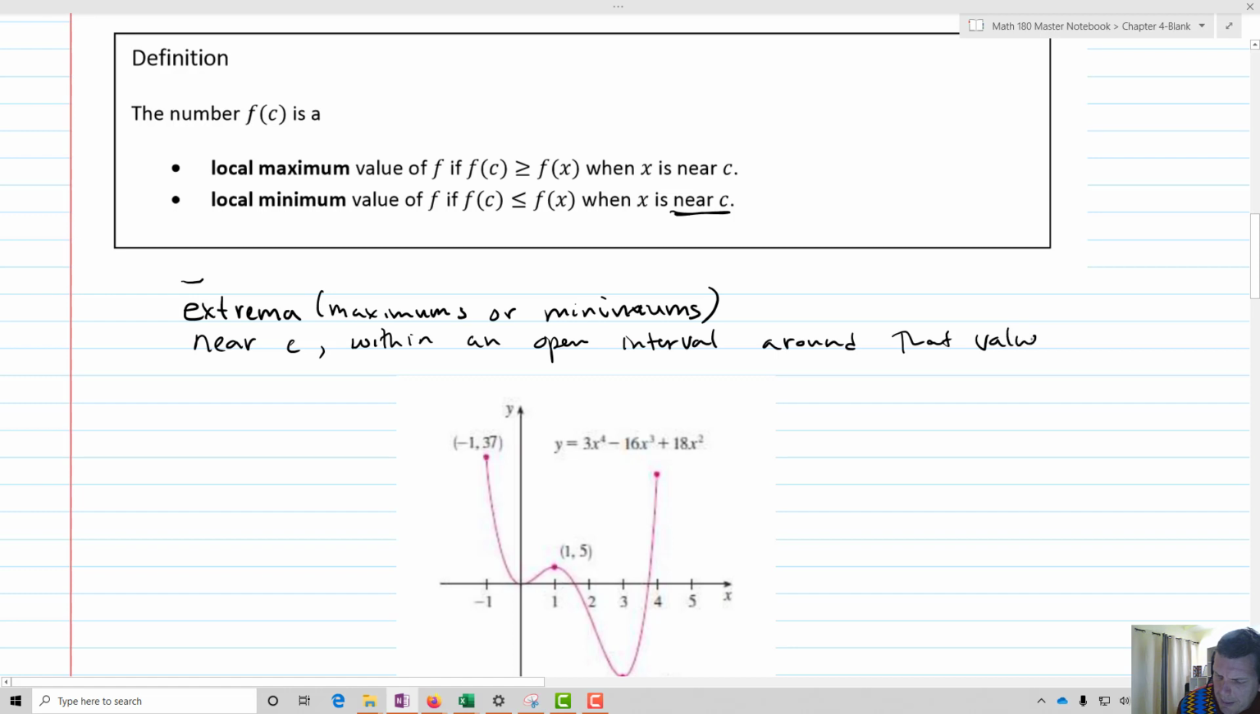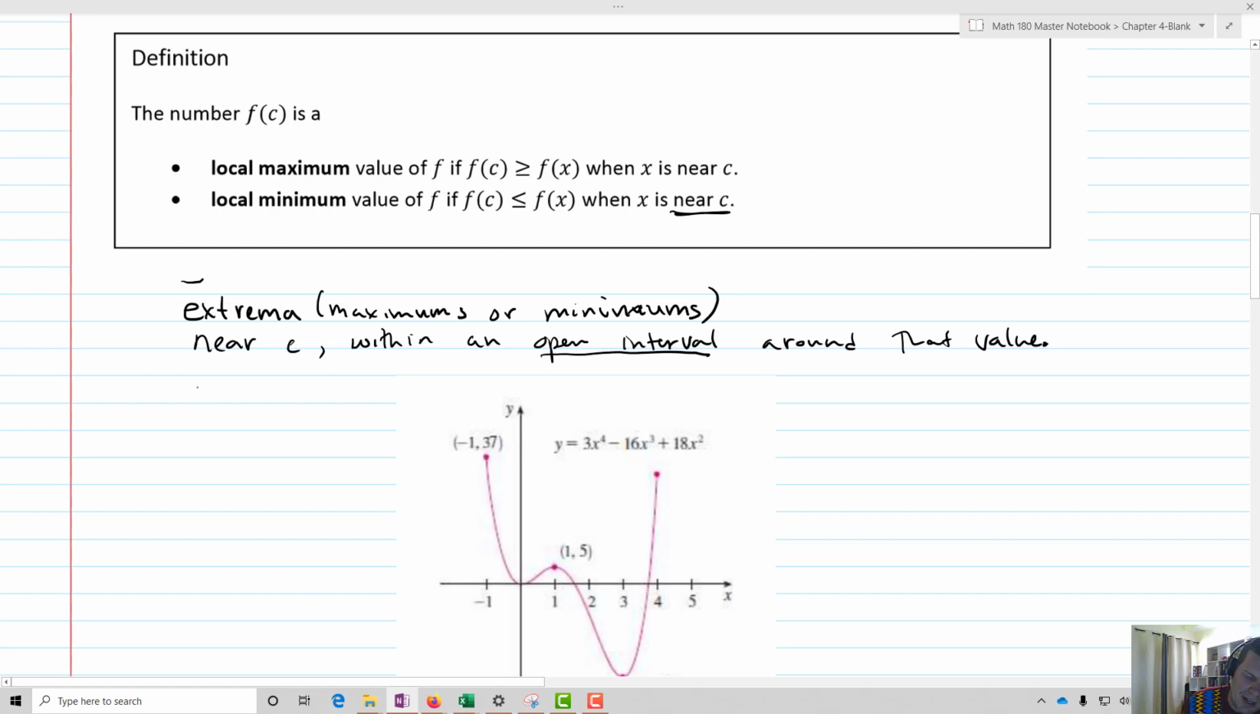And so when we talk about an open interval, the difference here is that our relative minimums and relative maximums, or our local maximums and local minimums, are sometimes different from what our absolute minimums and absolute maximums are going to be, because absolute maxes and absolute minimums do not require this open interval around the point. Let's take an example to see this.